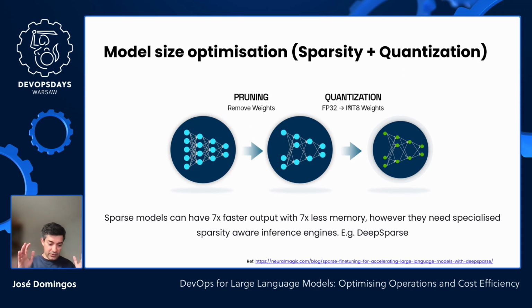With quantization, you say all these numbers that I've got here, I'm going to move them, say, from a floating point 32 to an int 8. So you make those weights more computationally efficient, and therefore you end up with a model that is smaller and quicker to compute. Again, with the Neural Magic link here, you can get, say, 7 times faster output and 7 times less memory with DeepSparse.